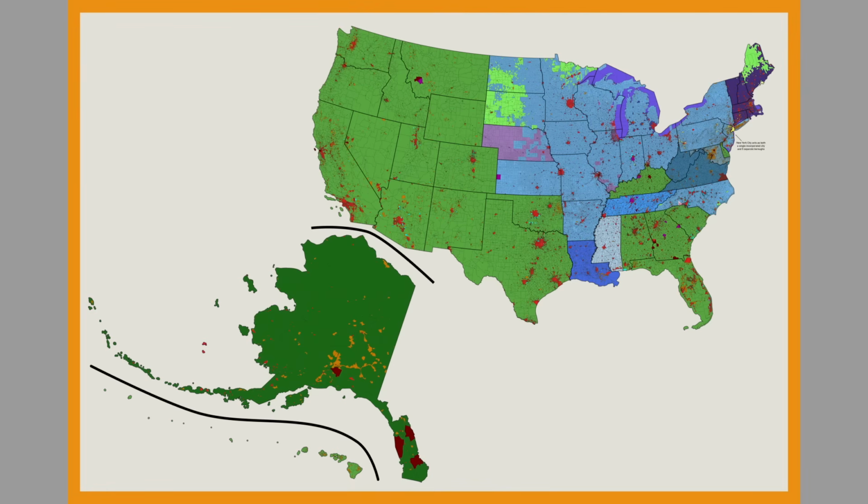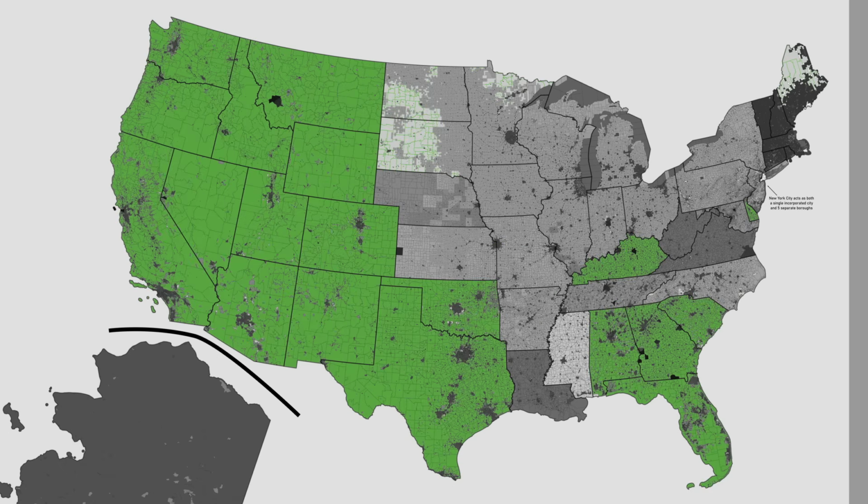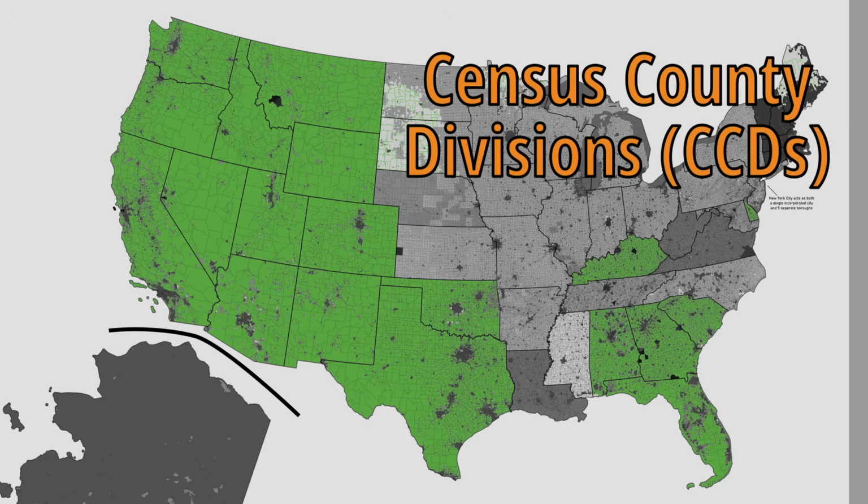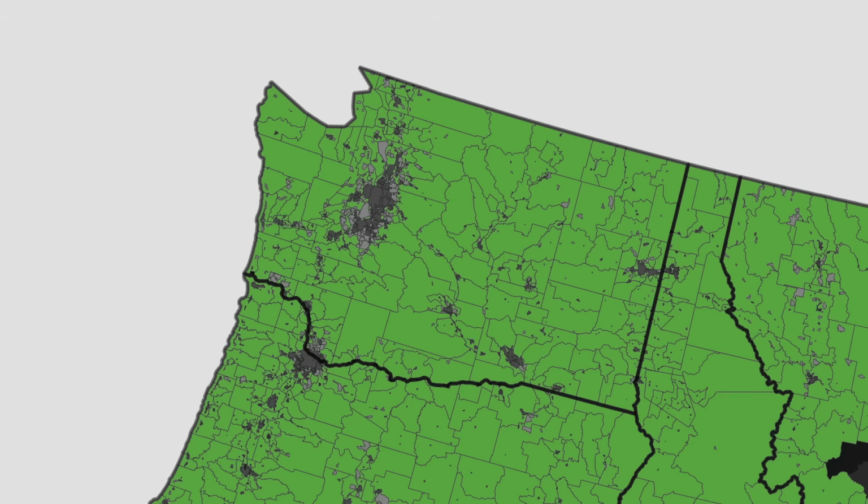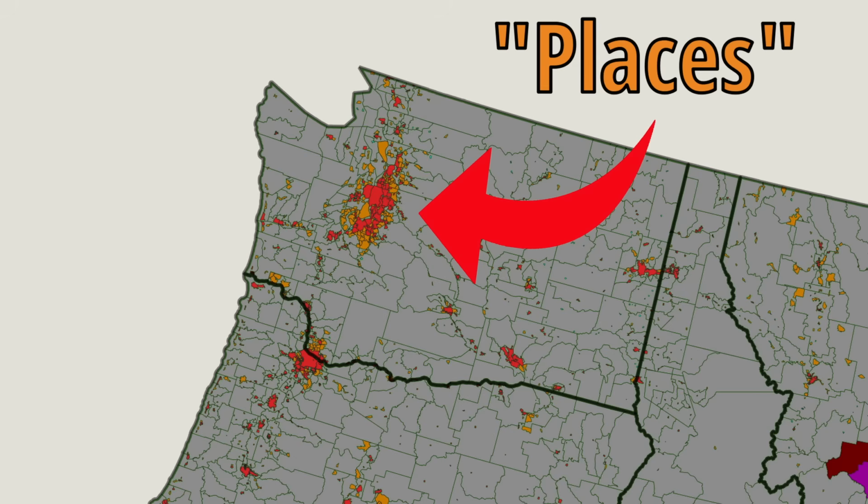The 20 states that can be seen as primarily light green on the map, so in the west and southeast, use what are known as Census County Divisions, or CCDs. These census county divisions are the only county divisions used within these light green states. Everything else is places, which we will dive more into later.